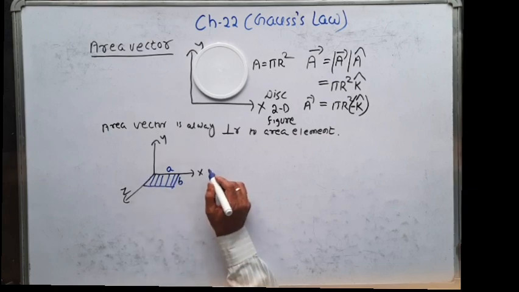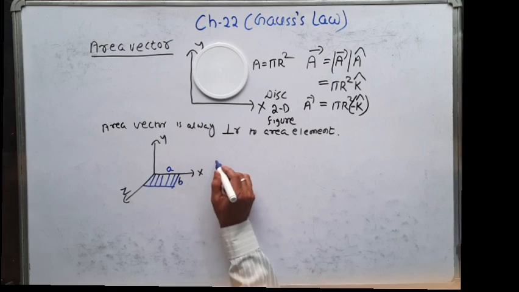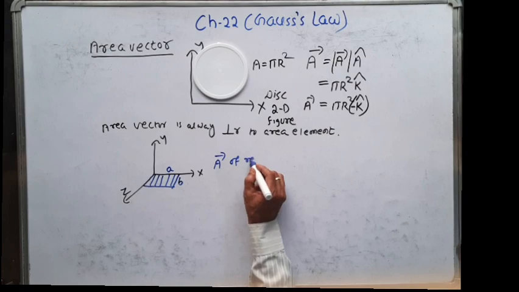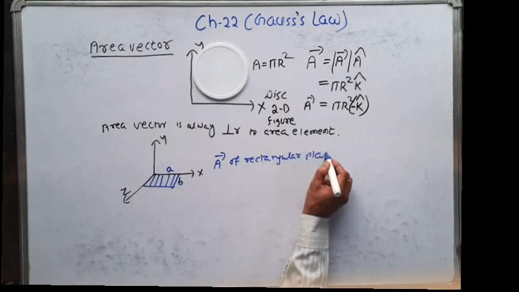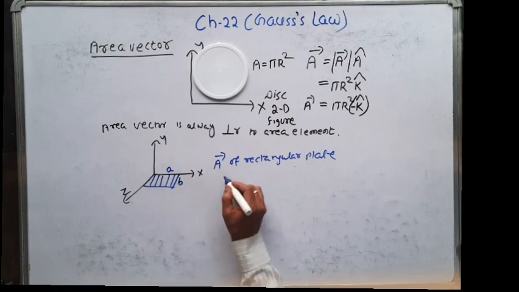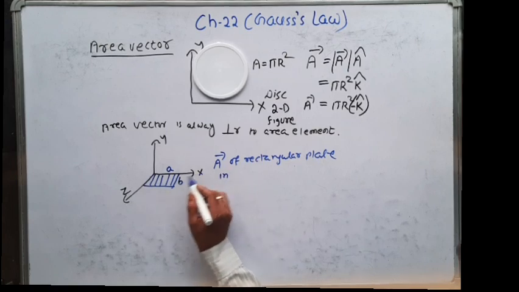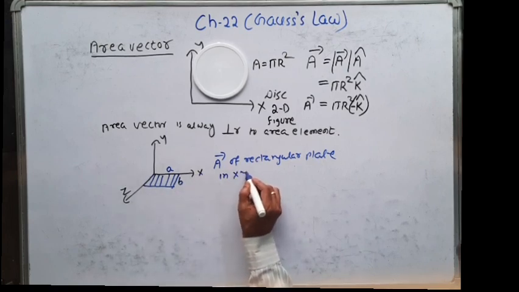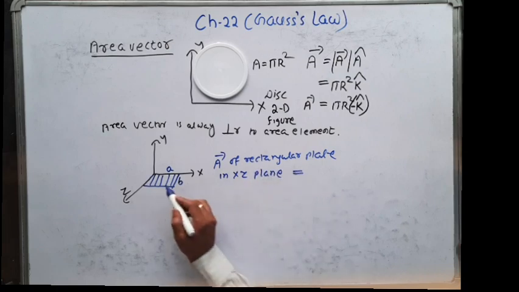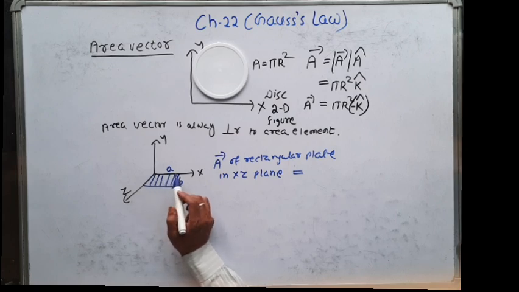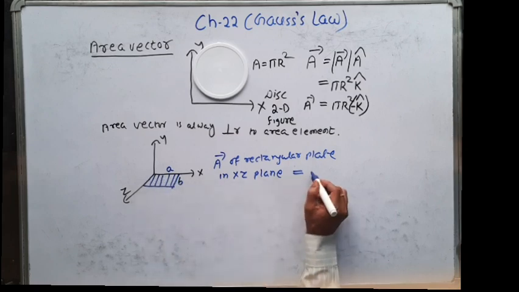So here the area vector of this rectangular plate, which is lying in the XZ plane, is equal to, first, any vector has magnitude. What is the magnitude of the area? Length into breadth. This is the area.